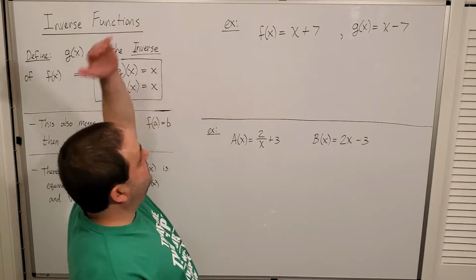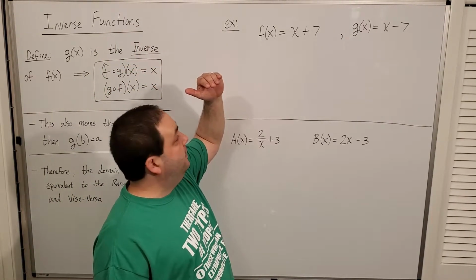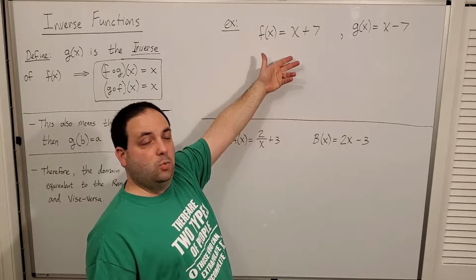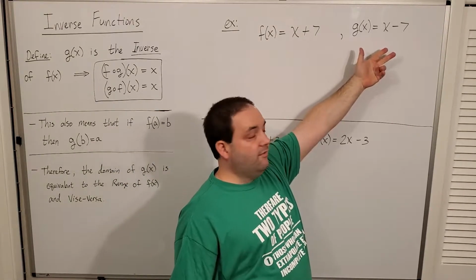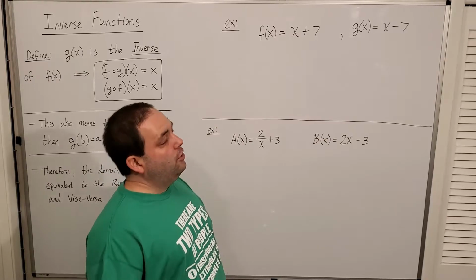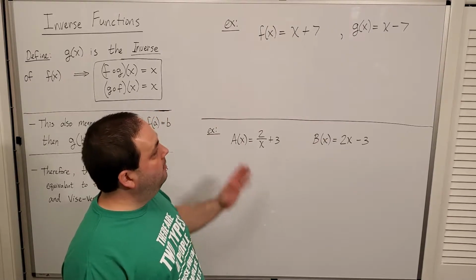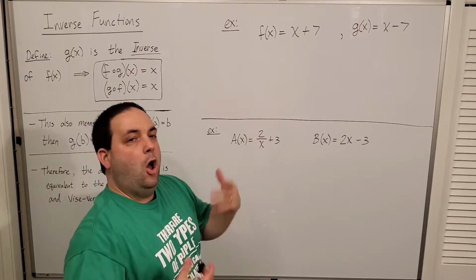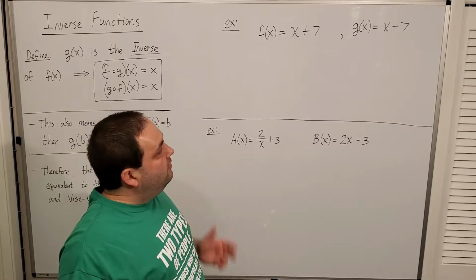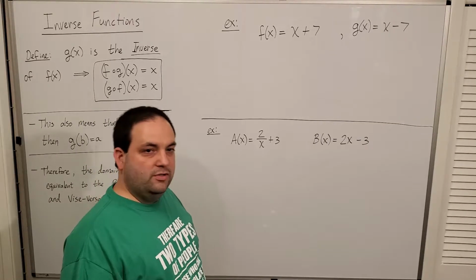So a straightforward example is something that's one operation. X plus 7, that's one operation. X minus 7, that's one operation. I think you can kind of tell just by looking at that, right? Plus 7, minus 7, they only do one thing. You can tell that those must be inverses.